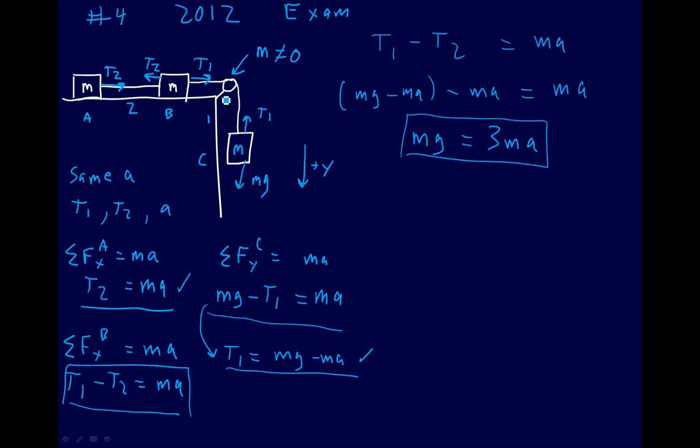Physically, what that means is, if you think about it in the direction of motion, the tensions kind of cancel, and the force that's really responsible for the motion here is the mg. The mg is the one force that doesn't have something else counteracting it, and it's moving a mass of 3m. So you can think about it that way too.